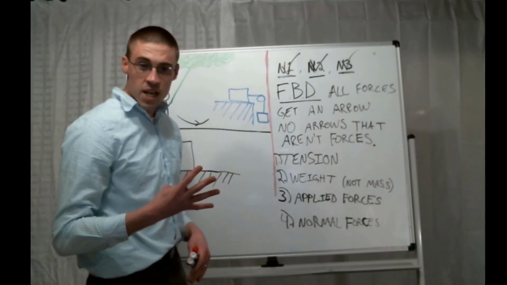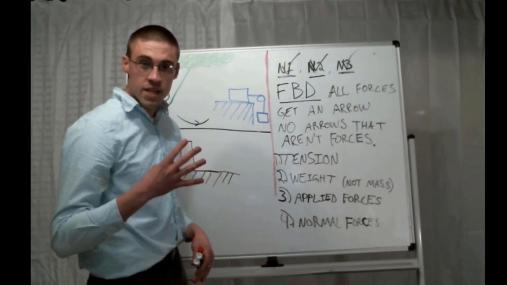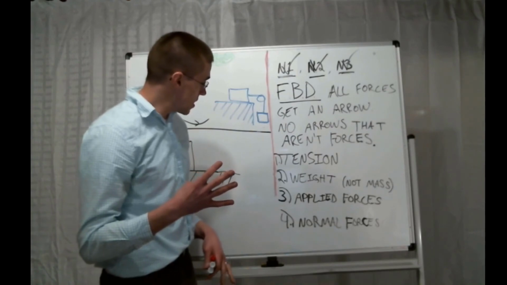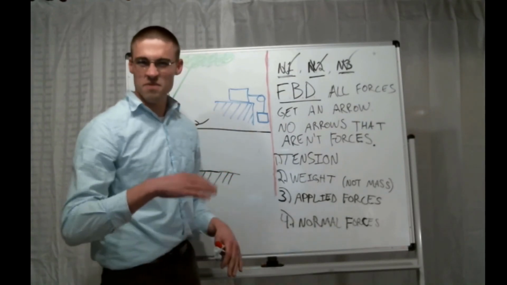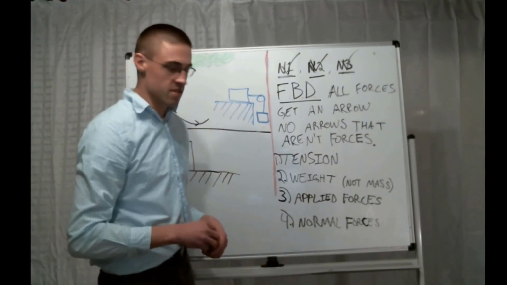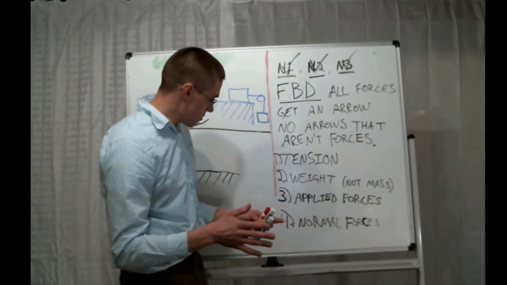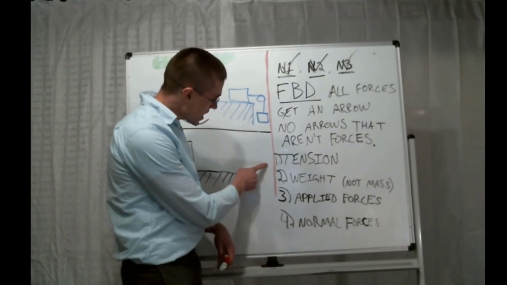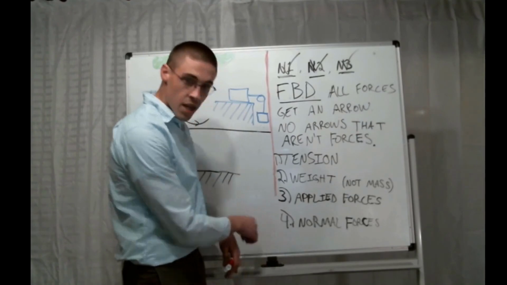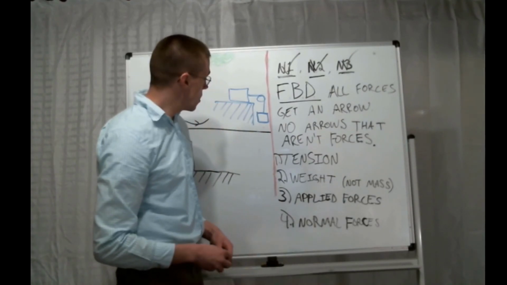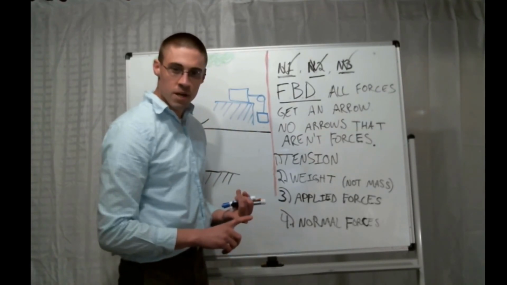So there's 4 different types of forces you're going to want to look for to put on your free body diagrams for right now. Later we'll get to friction and other forces like spring forces and things like that. But for now, just tension, weight, applied forces, and normal forces. Okay, tension, you know about tension, right?